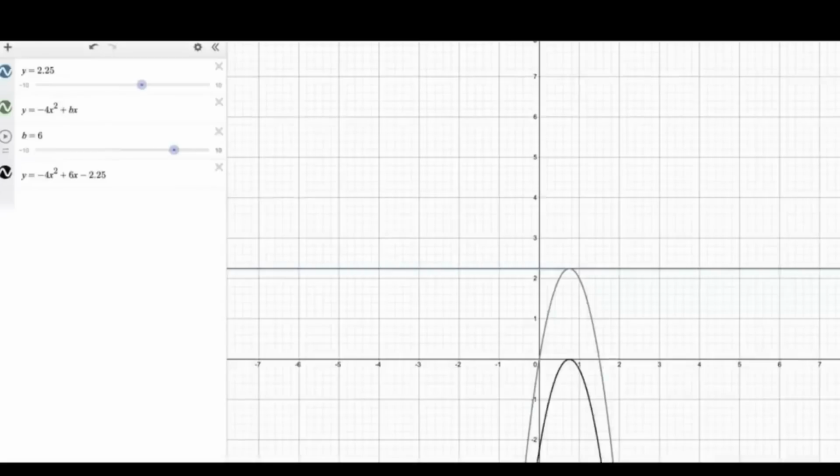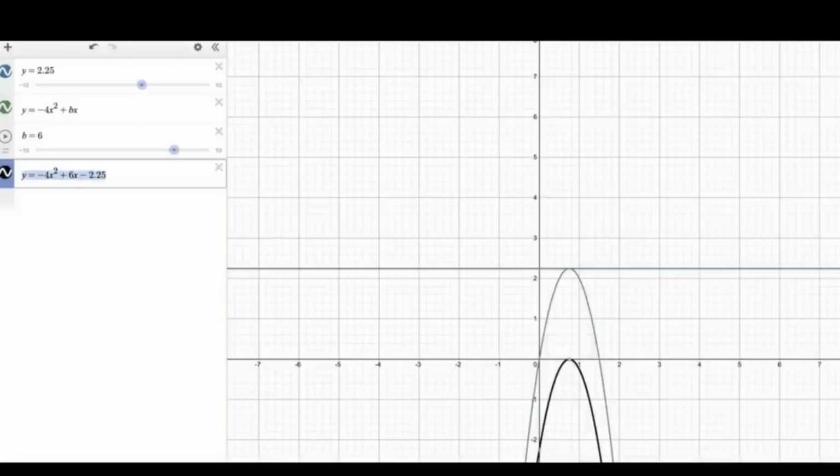So the reason, when we solved it algebraically, that we did negative 4x squared plus 6x minus 2.25 is you'll notice that we were able to use the property of the discriminant to determine how many solutions it would have, because here you can see there's multiplicity, right? So there's only one real solution here at 0.75 comma 0, right? So there's one solution here.